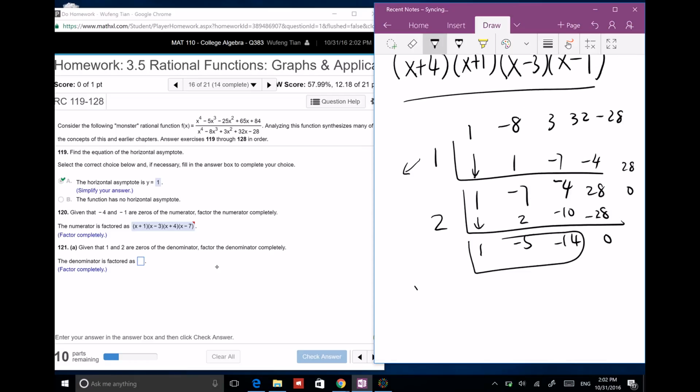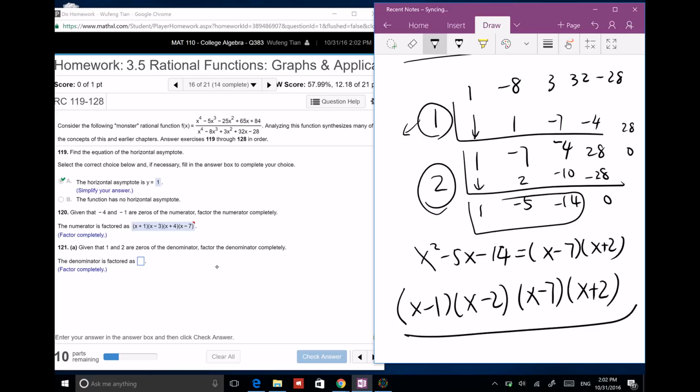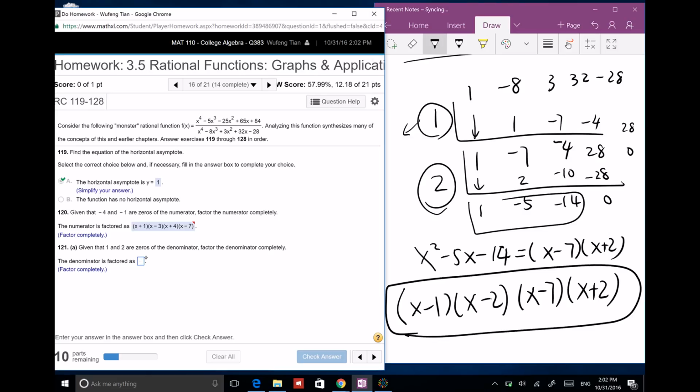I factor this one, x squared minus 5x minus 14. The factors are x minus 7, x plus 2. But you have two other factors which are given to you, giving the roots. So x minus 1, x minus 2, x minus 7, x plus 2 will be the factoring for the second answer. So you are going to put this one here.